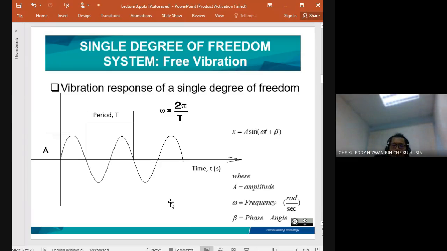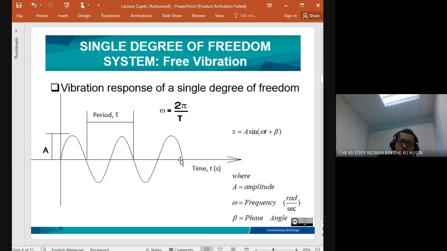This sinusoidal function we can represent as a mathematical equation. x equals A sine omega t plus beta. A is the maximum amplitude. Omega here refers to the frequency, in radians per second.